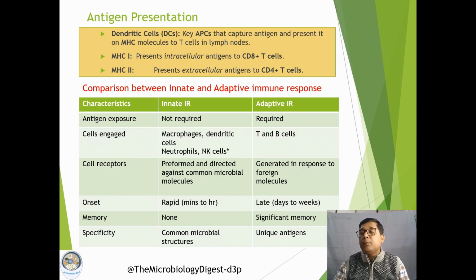Memory: the innate immune response has no memory, but the adaptive immune response has a memory response. Specificity: the innate response is specific to common microbial structures, but the adaptive immune response is specific to a unique antigen. It is directed specifically against the antigen detected by the sentinel cells, and the response is mounted against that particular antigen only.